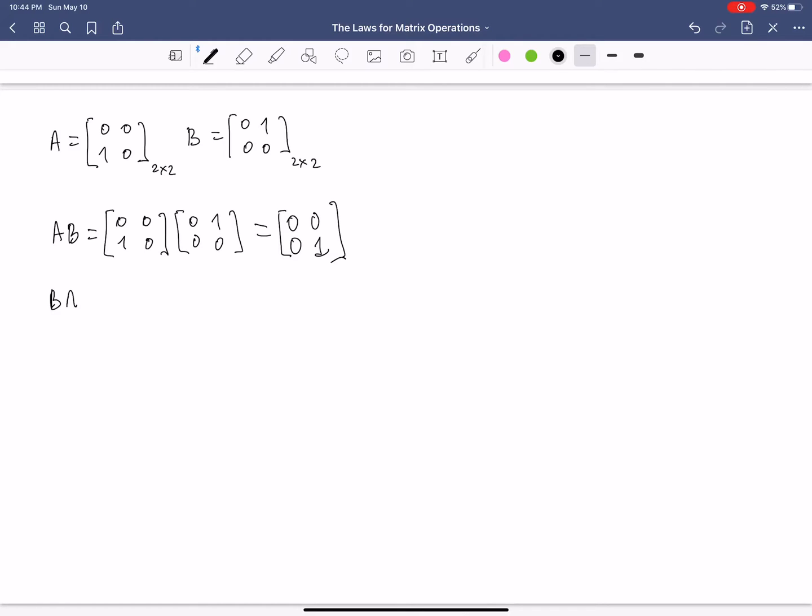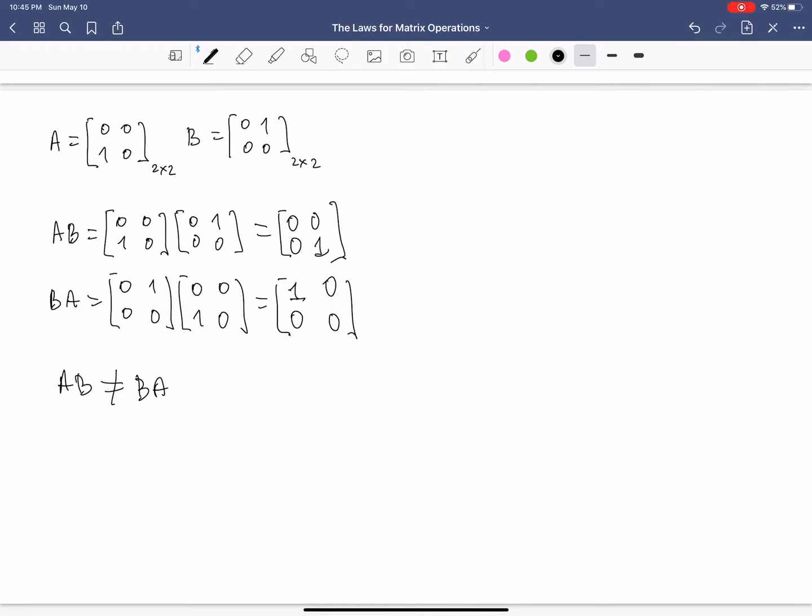Now what about B times A? B times A is 0, 0, 1, 0, multiplied by 0, 1, 0, 0. And similarly, we do this row times this column as a dot product. That gives us a 1. Then when we take the first row from B and the second column from A, we just get 0. Then second row of B, first column of A, that's 0, and then we get another 0. You see that A times B is not equal to B times A, even though both are defined.